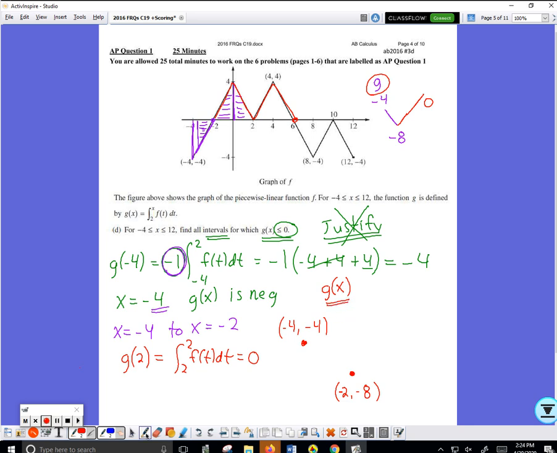Then we know that g starts to go up, because from x equal negative 2 until x equal 6, g prime is always positive. So g prime is positive, so g is always increasing. So now g goes back up until we get to 6 comma 0, because we figured out, oh no, wait a minute, sorry, 2 comma 0. So 2 comma 0, that's where g stops. No, it's still going up though, but that's where g stops being negative.